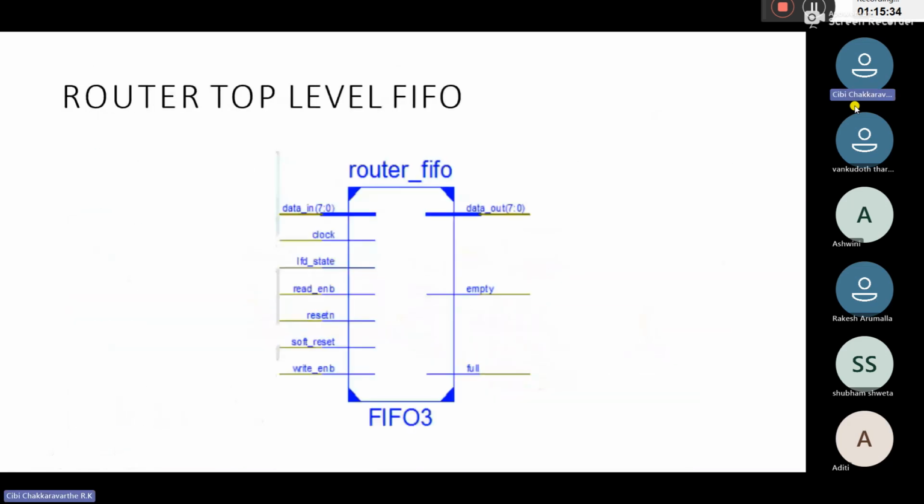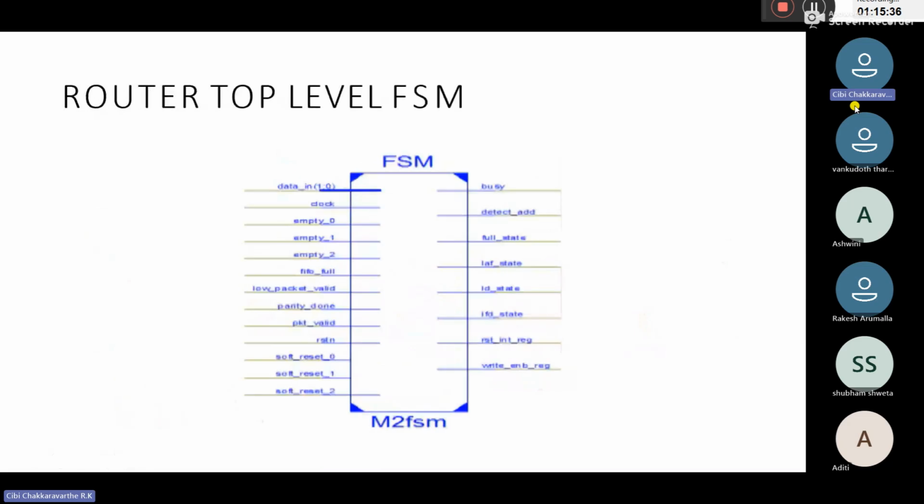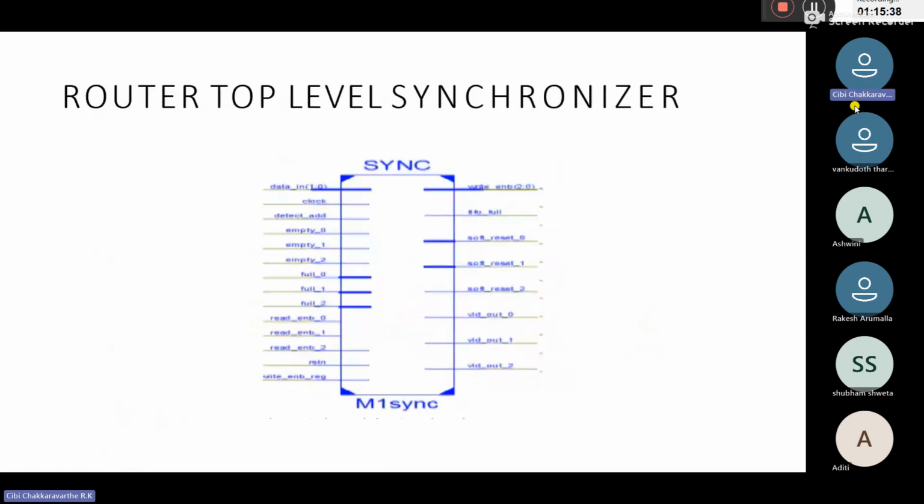And the next is the synchronizer. As we told before, what is the use of the synchronizer? It will do the process in a timely manner. In the right way, where our signal should be asserted and when it should be asserted, it will be taken care of by the synchronizer. So this block is responsible for synchronization and controlling the signal generation. It will generate the correct signal at the correct time.